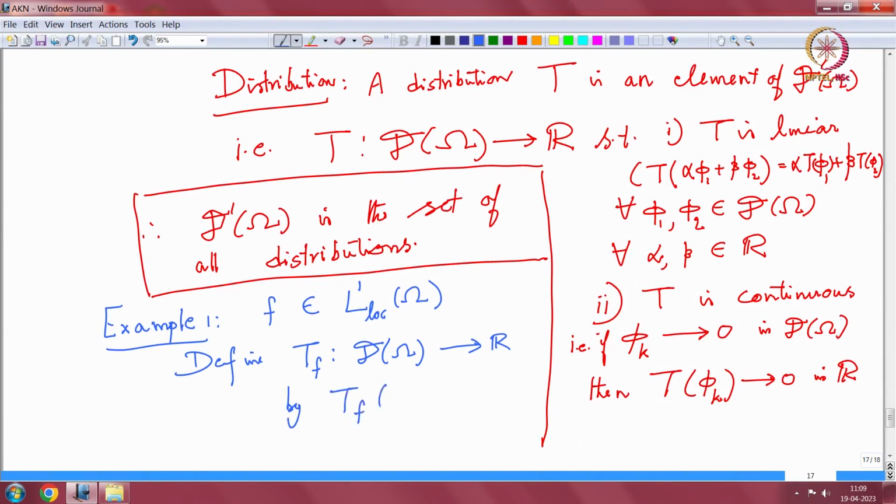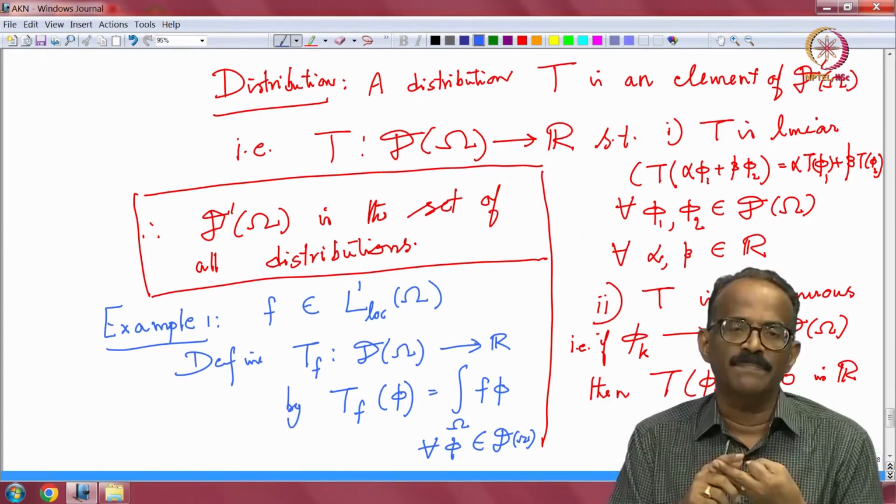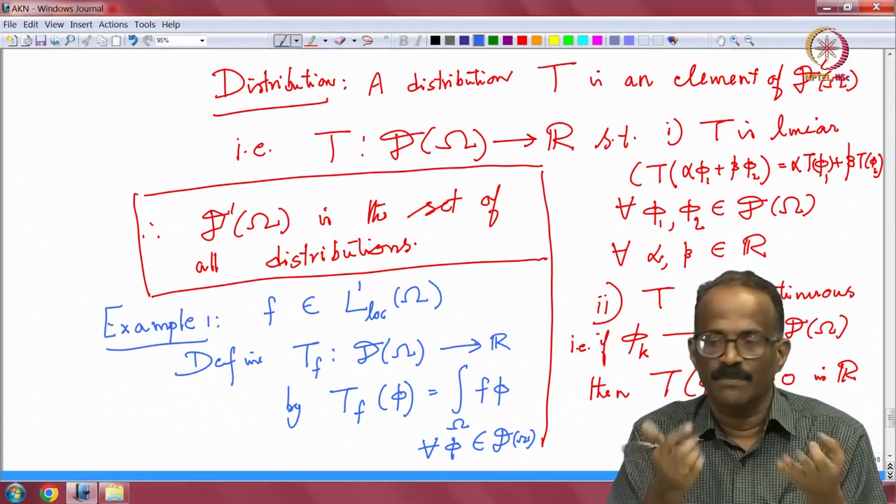Tf of phi is equal to integral of f phi, this is true for all phi, of course for all phi in D omega. So, you have to do 3 steps. One, the well definedness of the definition, whether Tf is a finite quantity, because Tf is defining, that is what you have to do. Second thing, you have to check the linearity, and third one is the continuity.